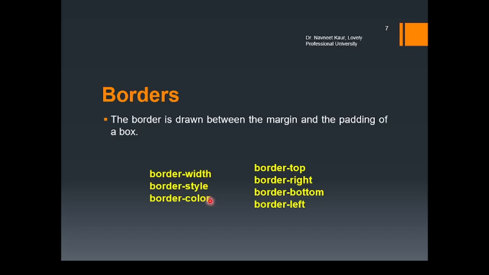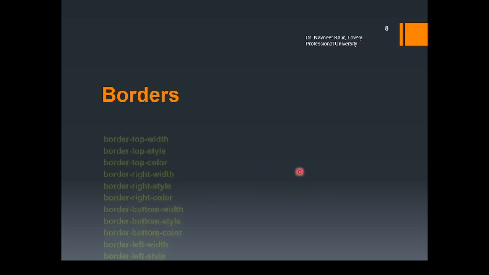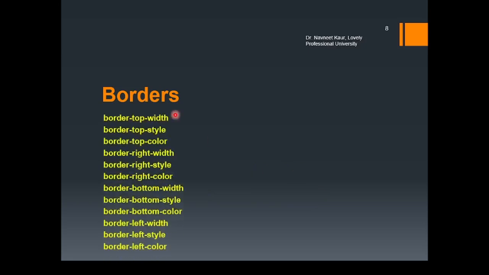But sometimes you may not want the border from all the four sides. For that we can have border top, right, bottom and left. So when you apply these properties, it will specifically be applied only towards that specific direction. So in borders, we have these different variations.